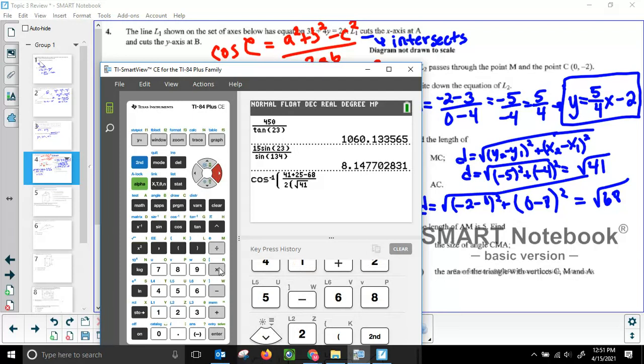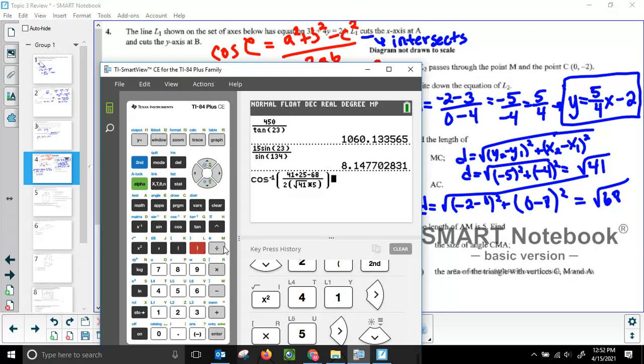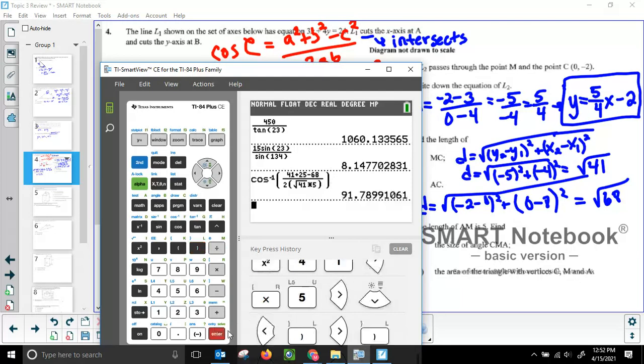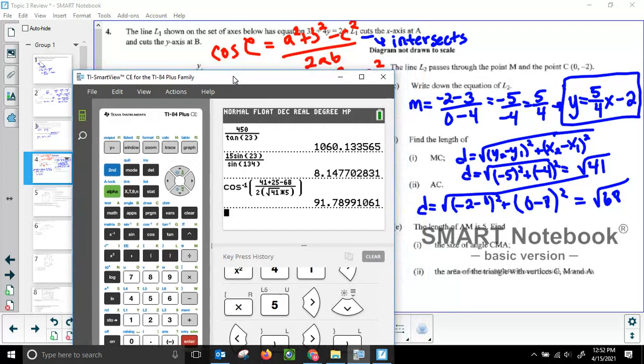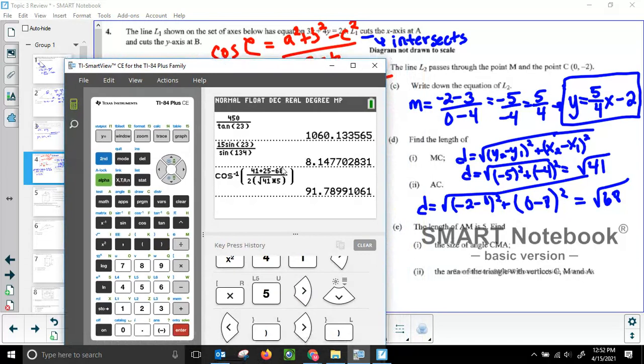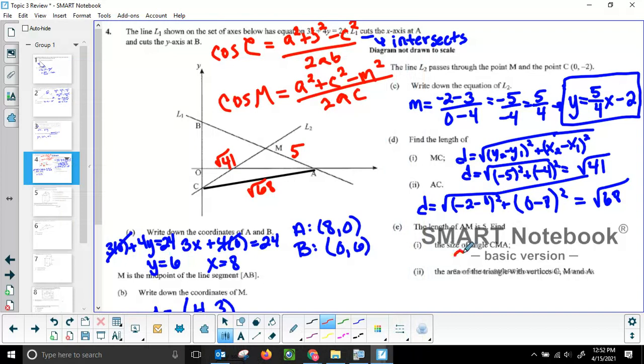and c was just 5. Whoops, I do want to go back and close that parentheses out. All right, and we should get 91.78991061. Of course, you can write all of that, or you can just do it to 3 sig figs, 91.8 degrees.